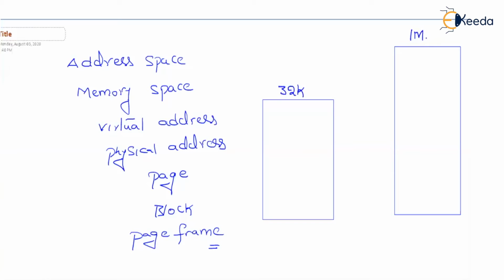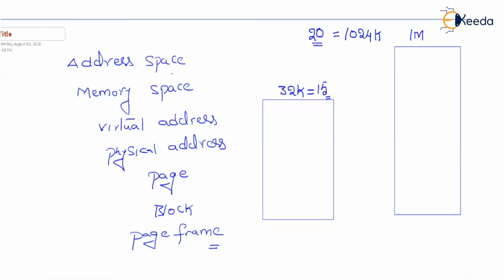You know 1M, right? 1M is 1 mega, which is equal to 1024K. 32K is 15 digits. 1024K is equal to 20 digits. If you want to represent the address in the secondary memory, you do require 20 digits. Primary memory, it is just 15 digits.